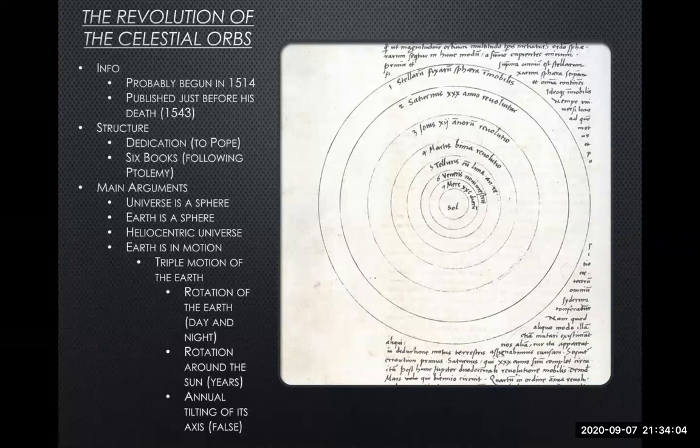He also laid out this idea that the Earth is in motion, which is something that was not at all believed at the time, and this idea of this triple motion of the Earth. So first of all, the rotation of the Earth, so days and nights, this rotation around the sun. So we see here the development of years, and then also he argued for an annual tilting of the Earth's axis, which is incorrect. He was trying to explain some of these other geological factors.